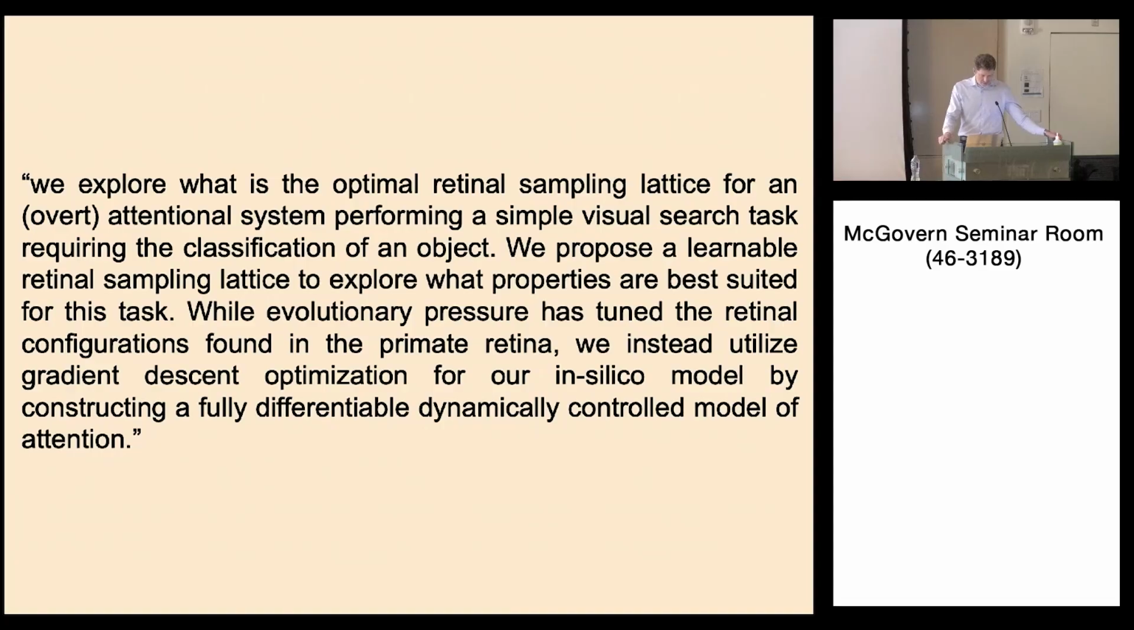We explore what is the optimal retinal sampling lattice for an overt attentional system performing a simple visual search task requiring the classification of an object. We propose a learnable retinal sampling lattice to explore what properties are best suited for this task. While evolutionary pressure has tuned the retinal configurations found in the primate retina, we instead utilize gradient descent optimization for our in silico model by constructing a fully differentiable, dynamically controllable model of attention.